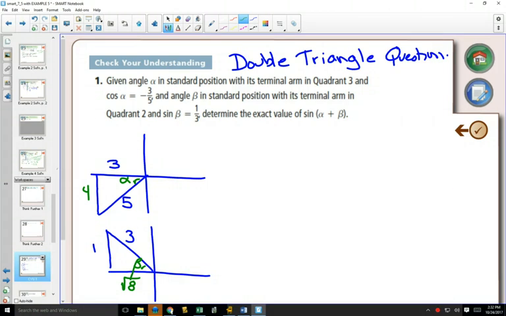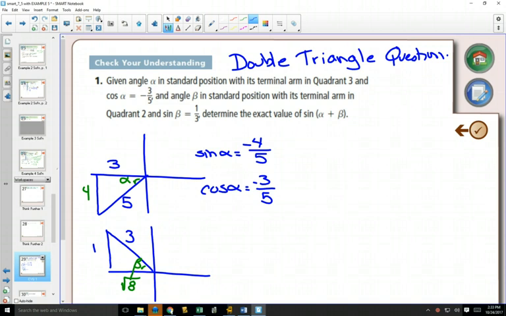Now, from these triangles, can you see that you now know sine of alpha is equal to 4 over 5? Will it be positive or negative? Negative. And we already knew from the question that cos of alpha was negative 3 over 5.